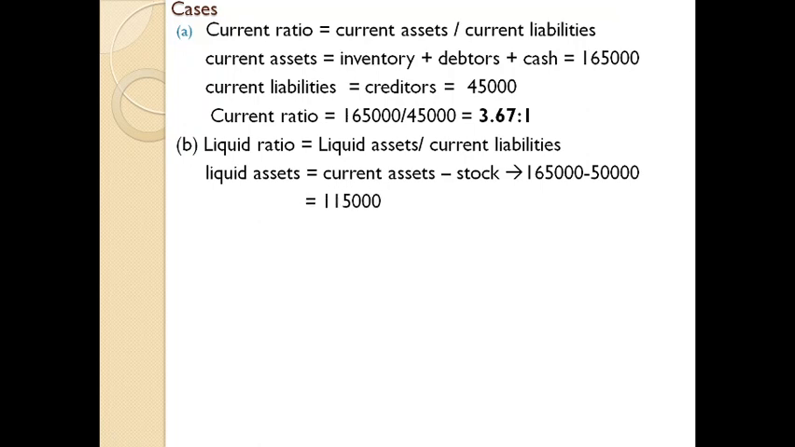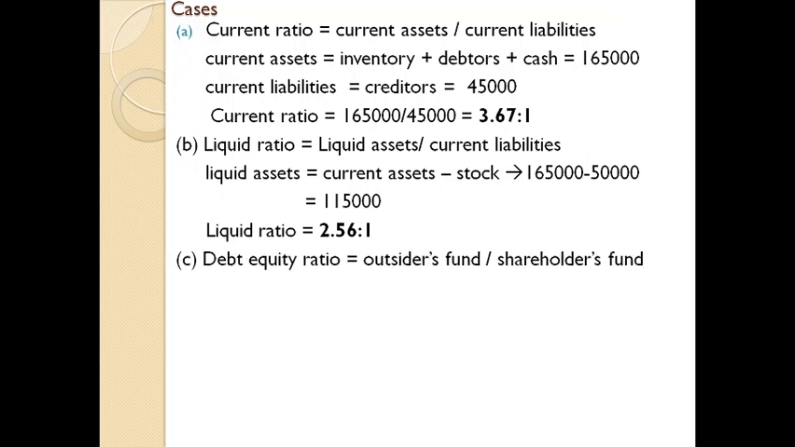And current liability is already identified in the previous equation. Current liability is 45,000. By applying the data, that is 1,15,000 divided by 45,000, you will get 2.56:1. Now we have two ratios. Next one, debt equity ratio.